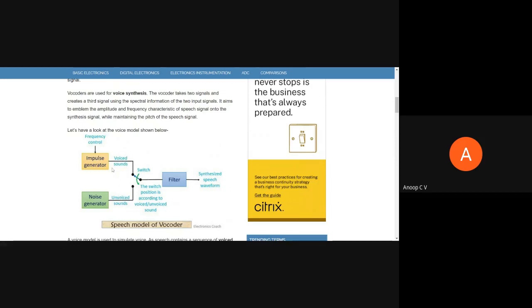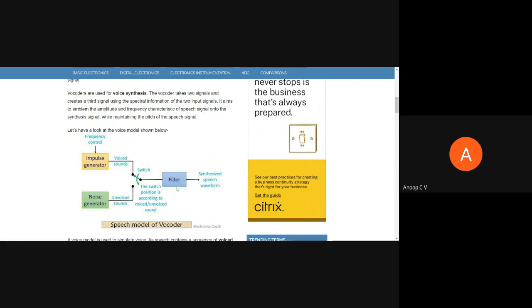Initially we'll see the speech synthesizing model of a vocoder. While generating voice from digitally stored data, to generate voiced sound we use an impulse generator, and to produce unvoiced sound we use a noise generator. When I speak, voiced and unvoiced sounds come together in between, so we should switch between them. For that we have a switch that switches between voiced and unvoiced sound.